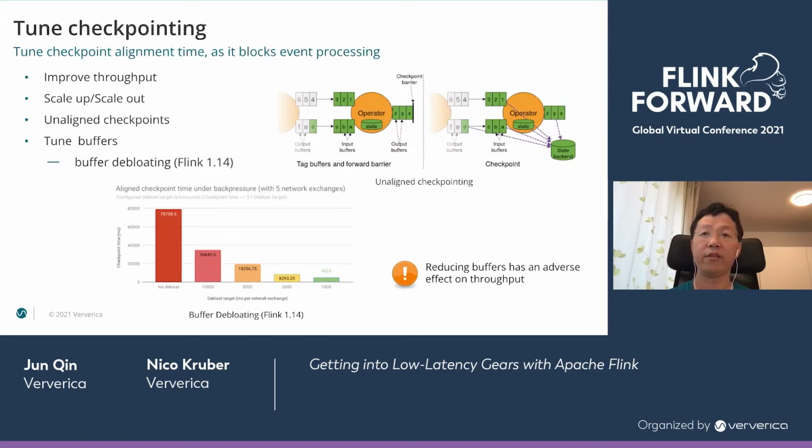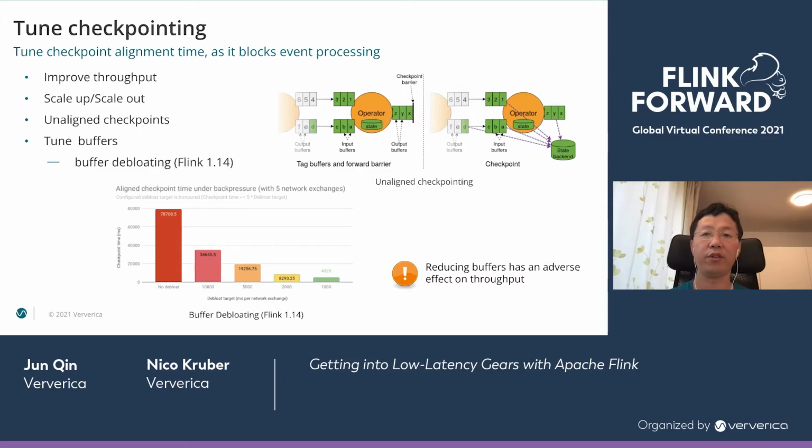The second aspect that relates checkpointing to latency is that during checkpointing alignment, an operator blocks the event processing from the channels where checkpoint barriers have already been received, in order to wait for the checkpoint barriers from other channels. So longer alignment will result in high latency. There are different ways to reduce checkpoint alignment. First, you can consider improving the throughput. Any improvement in throughput helps process the buffer sitting in front of the checkpoint barrier faster.